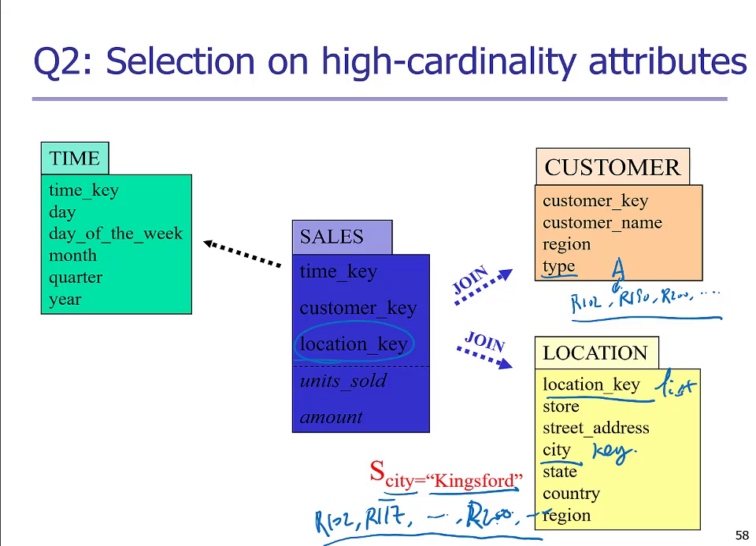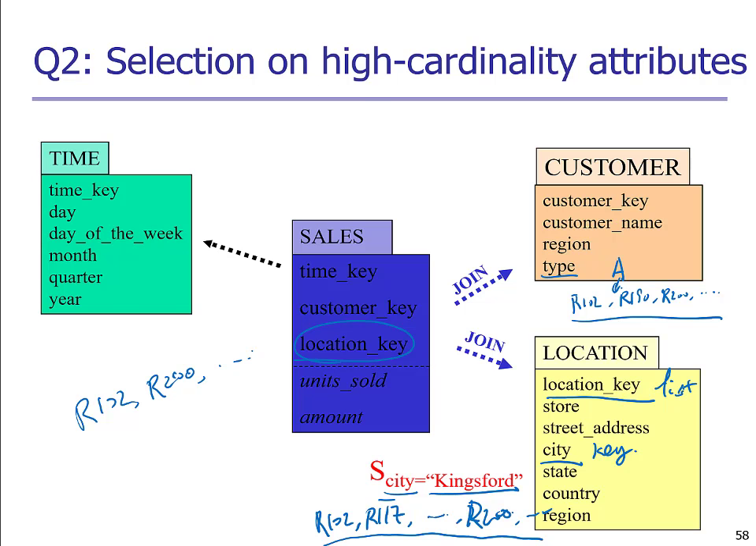Okay, because one of the lists corresponds to the city equals Kingsford. These are the row IDs, and another corresponds to the type of A. Okay, and if we do the merge, we will have, say, R102, R20, R200, and so on. But imagine if you don't have such a join index, you cannot do things so fast or so easily.